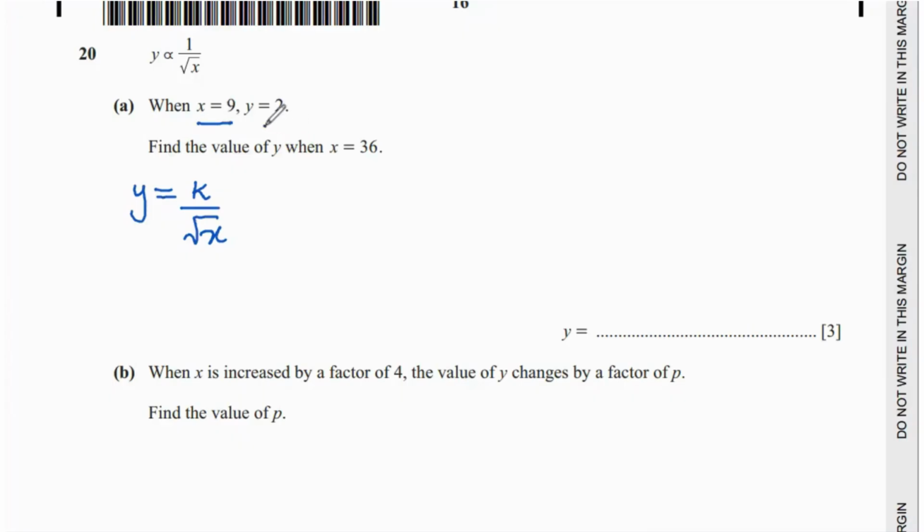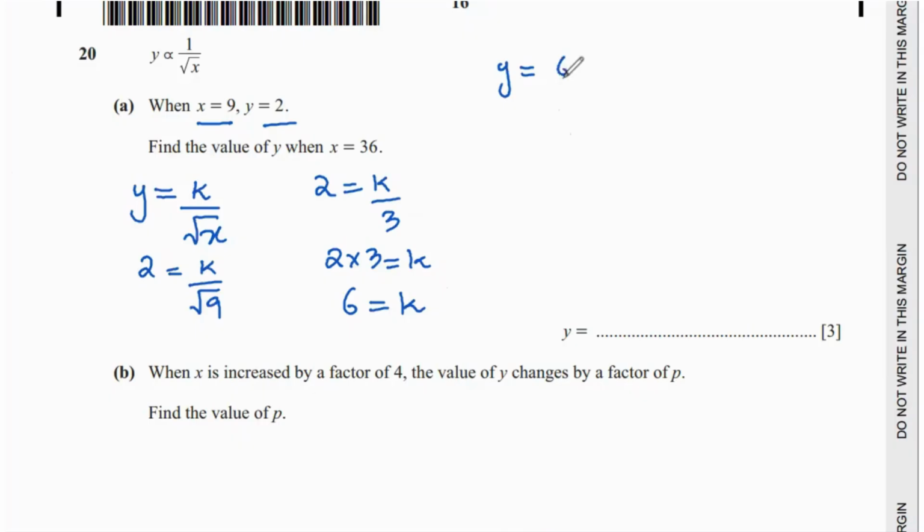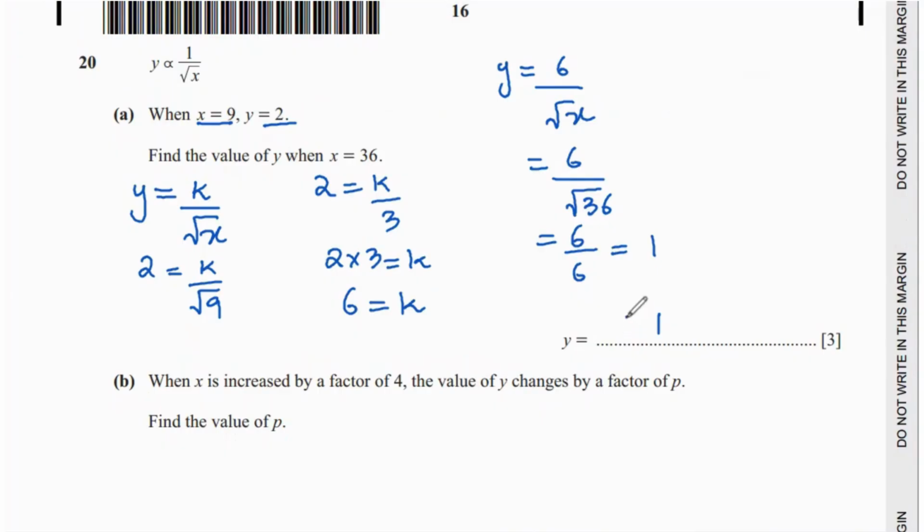So we have x, we have y, so let's replace those in the equation and find the value of k first. So 2 equals to k over root of 9. 2 equals to k over 3. 2 times 3 is k, and that is 6. So y equals to 6 over root x. We have to find the value of y when x is 36. So 6 over root 36, which is equal to 1. So y is 1. And this value of 1 will be positive and negative because we're square rooting it over here. So positive, negative over here.